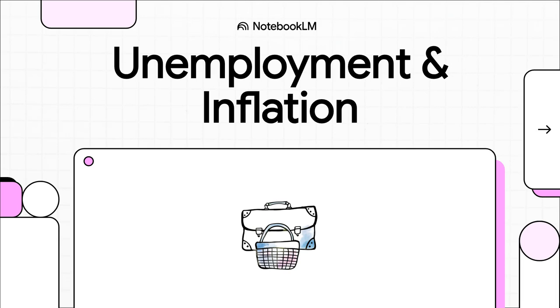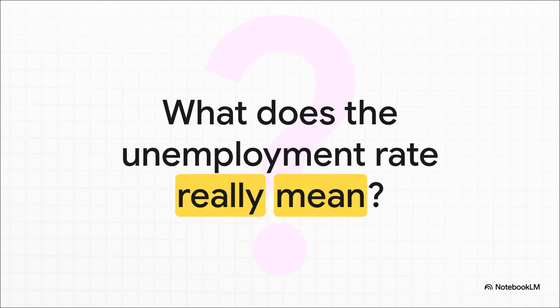Welcome to The Explainer. All right, today we're tackling two numbers you see in the news constantly, unemployment and inflation. But we're going to go way beyond the headlines. We're going to peel back the layers and see what these big, abstract numbers actually mean for your wallet. So, let's just dive right in.